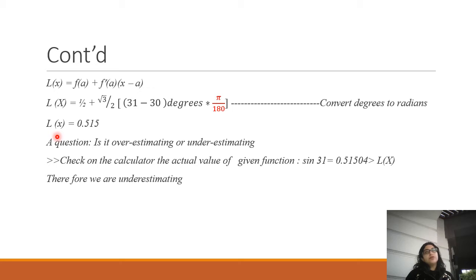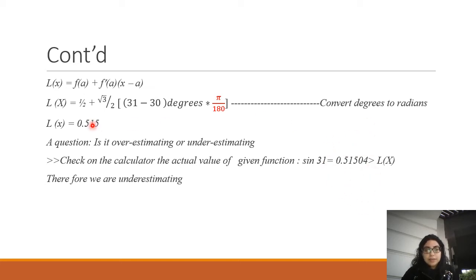And here comes another question. Are we overestimating the actual value of sine 31 degrees, or are we underestimating? So we need to make a check. I'm going to check on my calculator the actual value of the given function. I'm just going to type sine 31, and this is the value: 0.51504. This is the actual value.